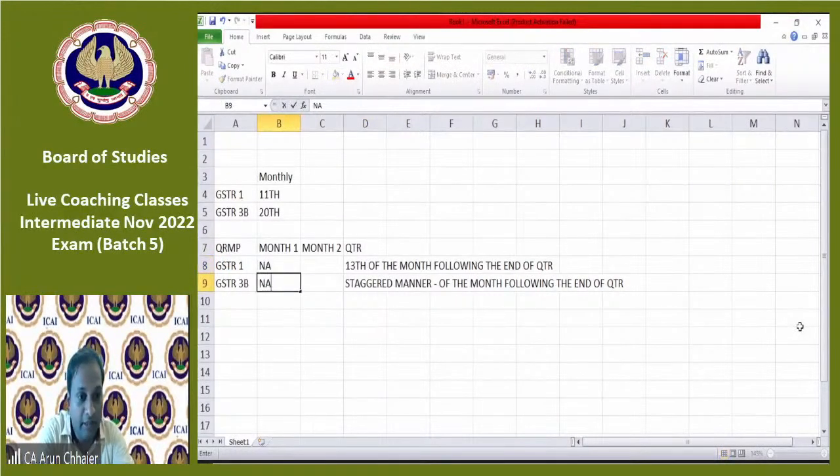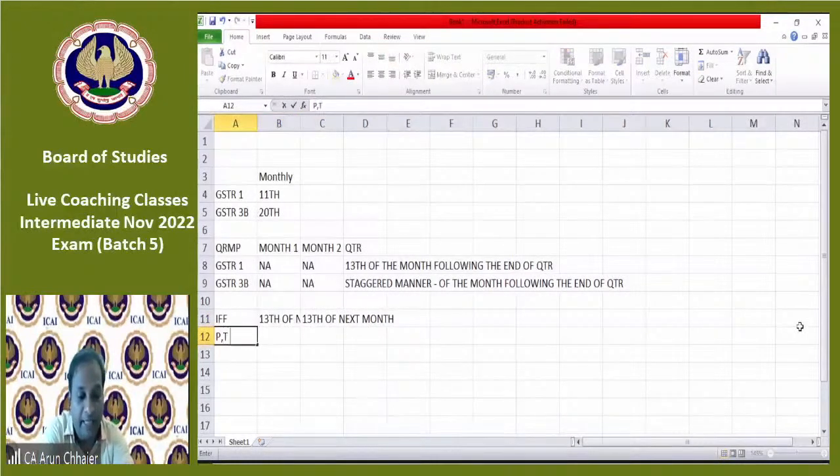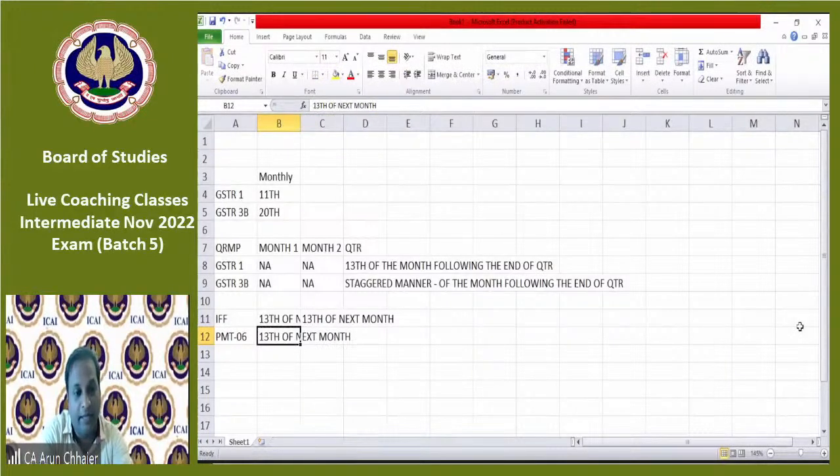Will you file the GSTR1 or GSTR3B for month 1 and month 2? Answer is no. But I will file the IFF by 13th of next month for month 1 and month 2. Also, I will pay the taxes through PMT06 by 25th of next month.